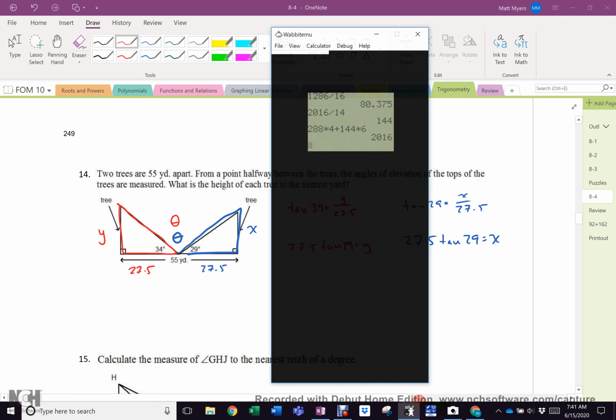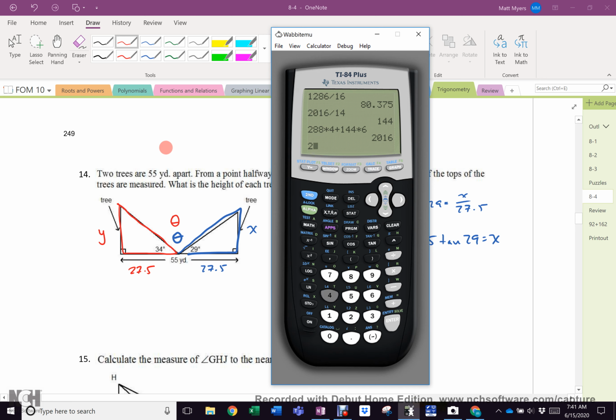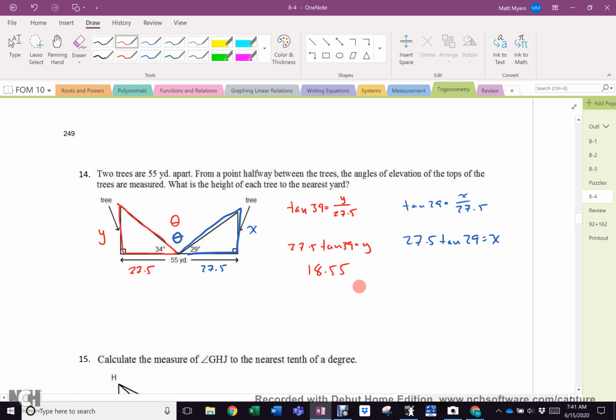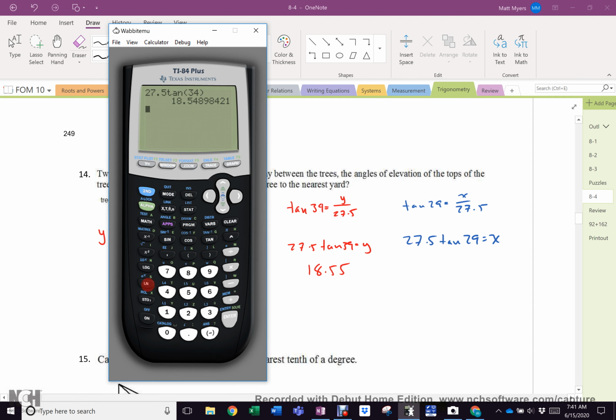So again, 27.5 tan 34 is 18.54 or 18.55, and 27.5 tan 29 is 15.24.